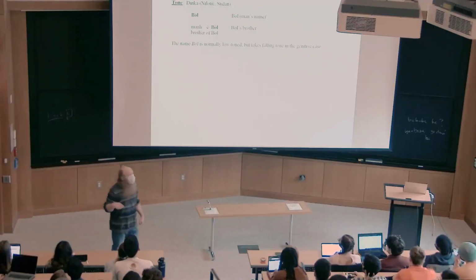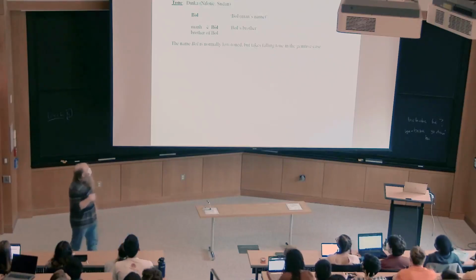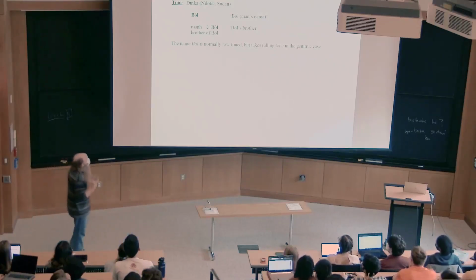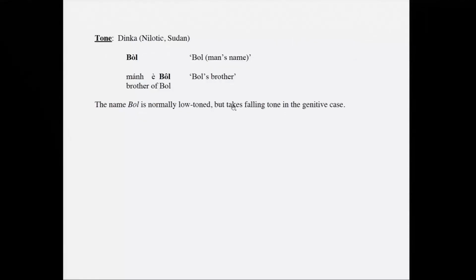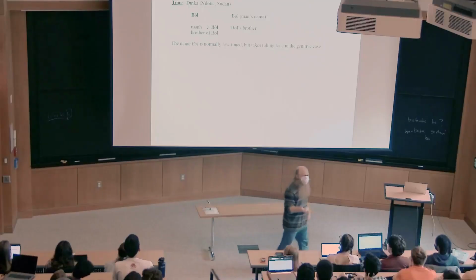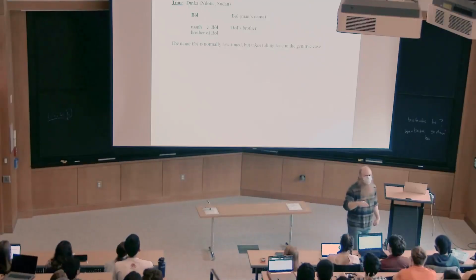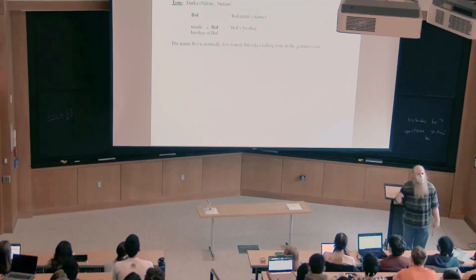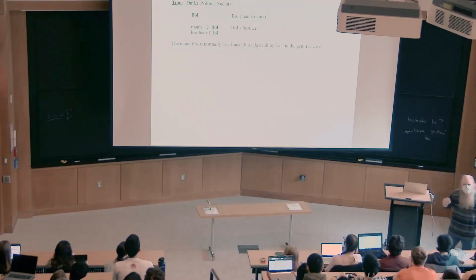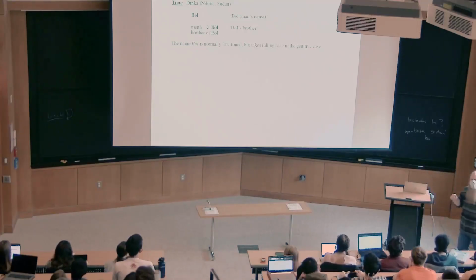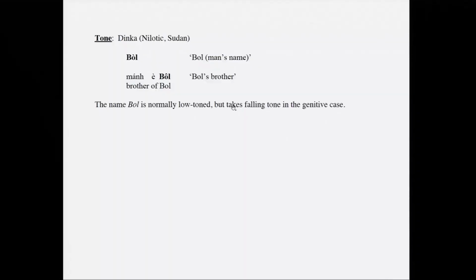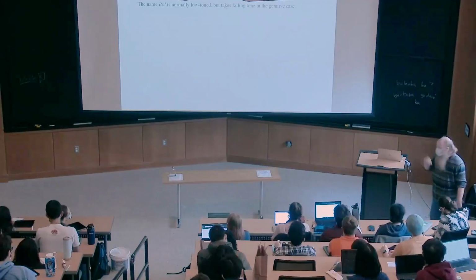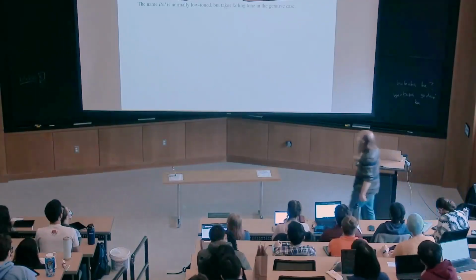So Dinka, which is a Nilotic language spoken in Sudan and South Sudan, there's a popular Dinka name, Bol, which is a low-tone noun. It can be inflected for case, to indicate that it is the possessor of another noun, for example, if you want to say things like Bol's brother. But what you do is to change the tone of Bol. So instead of just being Bol, it's now Bol, a falling tone. So Bol's brother is Manne Bol, brother of Bol, and Bol changes its tone. There was an NBA basketball player for a while who was Dinka, Manute Bol. It's apparently a really common name.